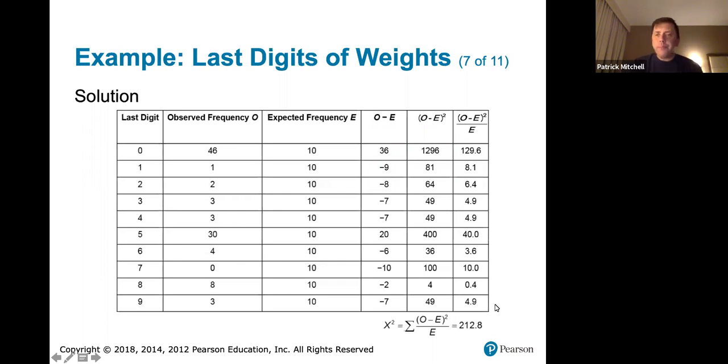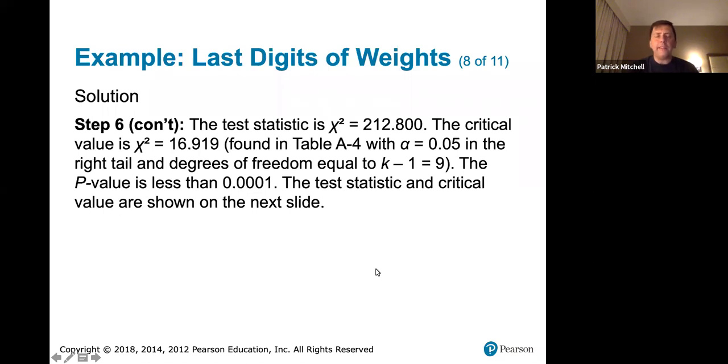So I just want to point out, before we move on to the next slide, notice the two largest values under (O minus E) squared over E go with the zero outcome and the five outcome, all right? They account for the vast majority of this 212.8, which came from here, the 129.6, and here the 40, okay? When you notice things like that, it helps you understand this a little better. The test statistic is chi-square equals 212.8. The critical value, we'll look for this in a second, is chi-square equals 16.919. So let's go over to table A4 for a second.